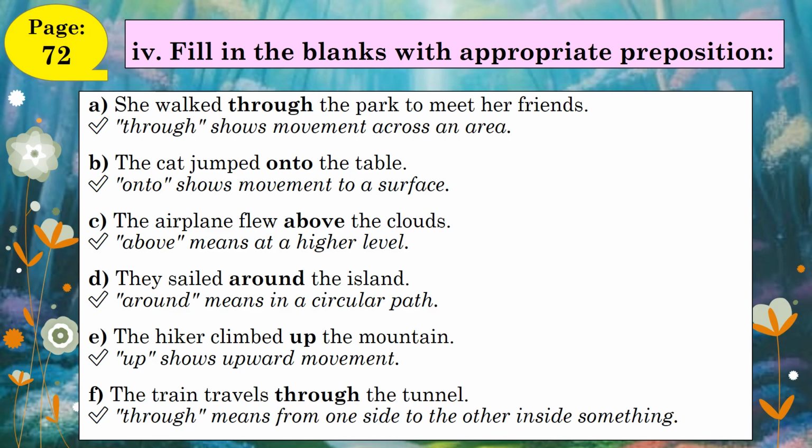3. The plane flew above the clouds. Above means at a higher level. The plane is flying over the clouds. 4. They sailed around the island. Around shows a circular motion. They are going all the way around the island.